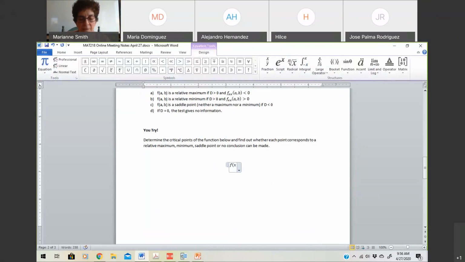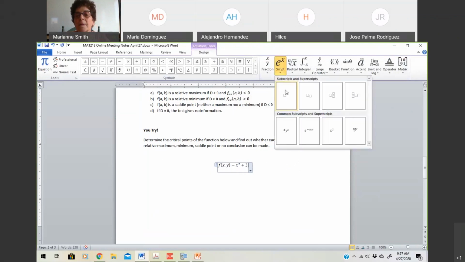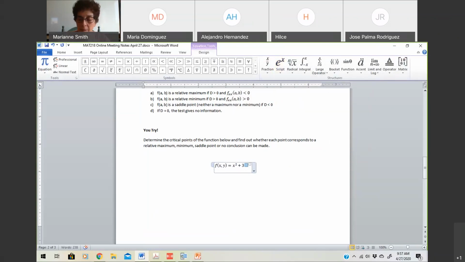Have f of x, y equals x squared plus 3y squared minus 2xy minus 8x.